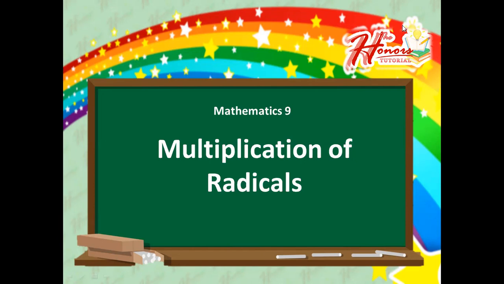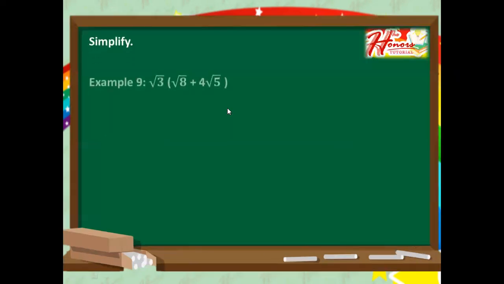Welcome back to part 3 and the last part of our topic, which is about multiplication of radicals under Mathematics 9. Let us have the continuation of our examples. Now we are in example number 9.